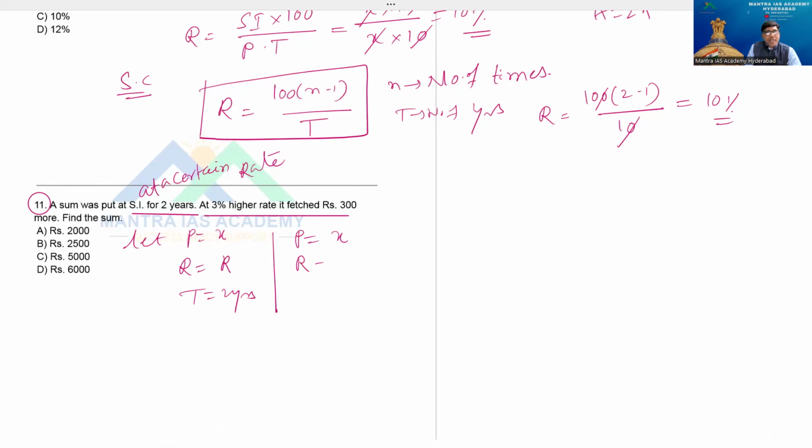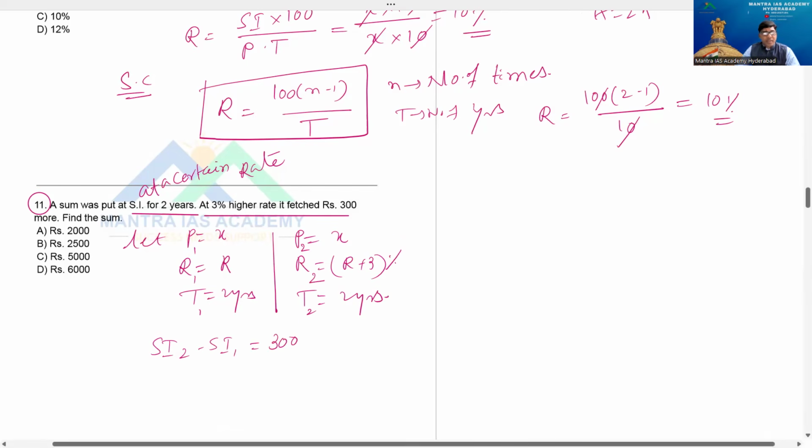Now, same principle. If the rate of interest is increased by 3%, meaning it is R plus 3%, for the same time the interest is going to be increased by 300. That means the interest we get in the first part is less than the second part by 300. So the second part gives us 300 rupees extra. Imagine P1, T1, R1 and P2, T2, R2 as the first part and second part. This difference is SI2 minus SI1, which is 300.